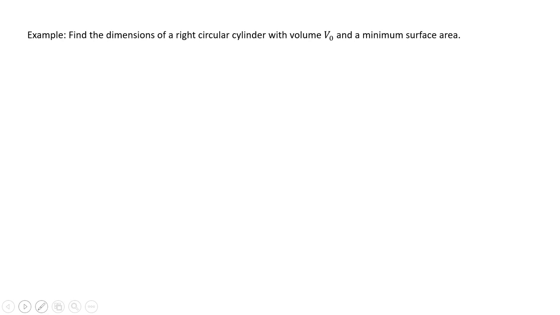Here's another example. Let's find the dimensions of a right circular cylinder, so a cylinder that has a fixed volume V0, with minimum surface area. So the constraint is the thing that's fixed. In this case, that's the volume. So my volume is fixed. That's my constraint. The thing that I'm trying to optimize, the thing that I'm trying to minimize, is surface area. That's the f here.